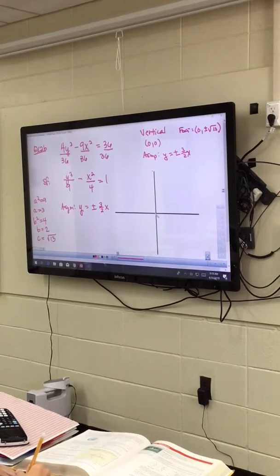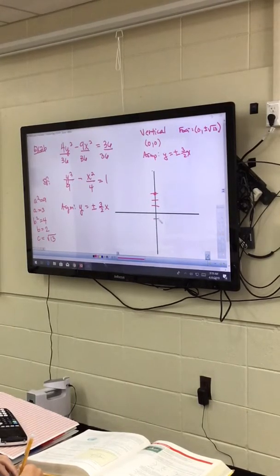Okay, so if my A is 3, then am I going to go left or right? Up. Or up, sorry, I meant left. I meant over or up and down. So which one? Up. Up 3, down 3. Everybody agree with Anna? Yes, ma'am.